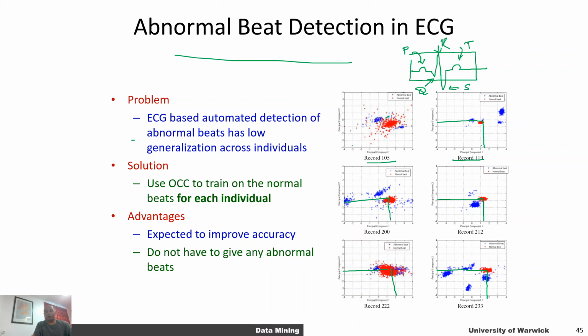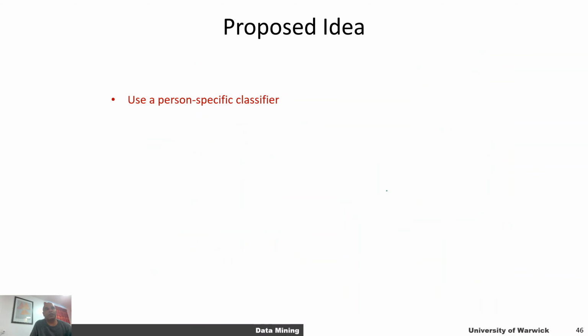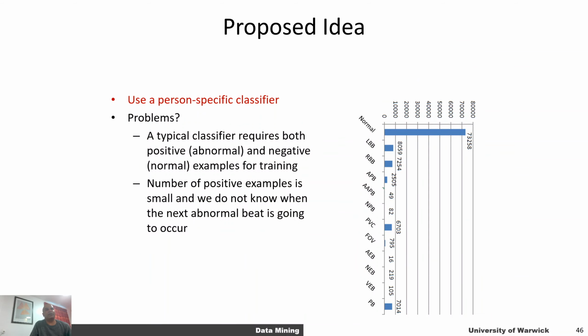So what we can use then is one class classification trained over normal beat data, and we can then detect abnormal beats for a given person, much like what an Apple Watch does these days. Okay, so that is the goal. So we want to train one class classifiers on the normal beats of each individual. And we did that. We tried with different classifiers.